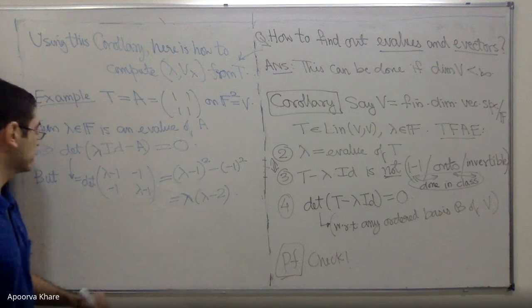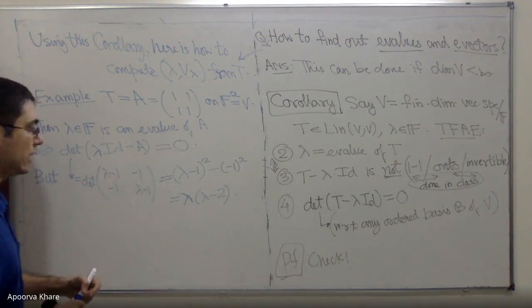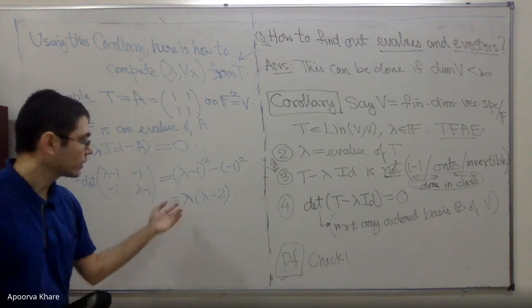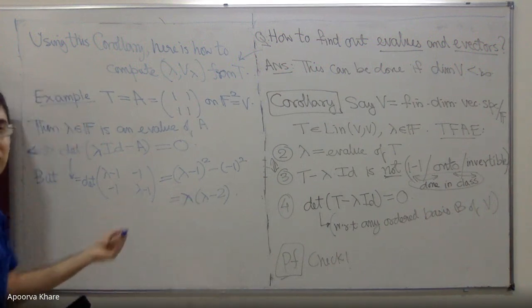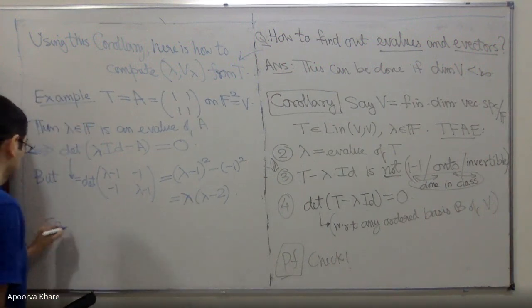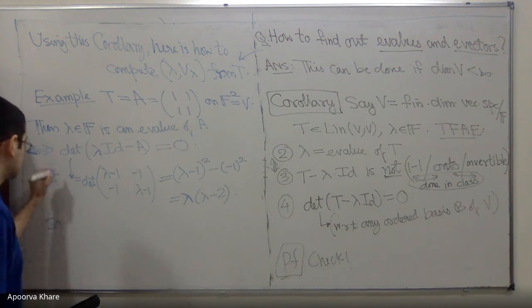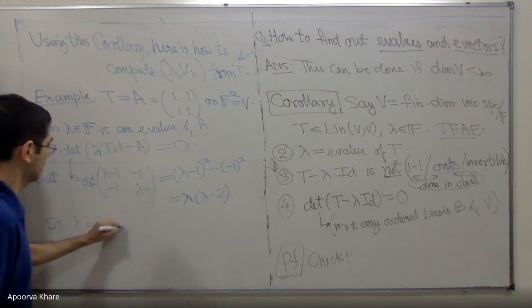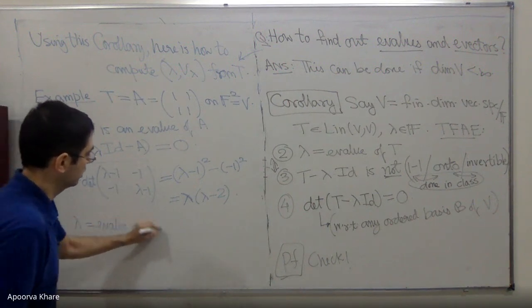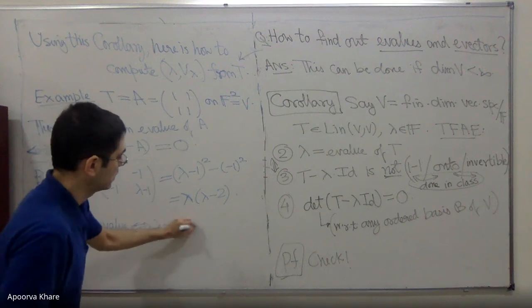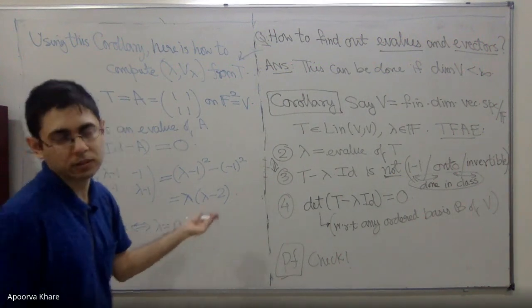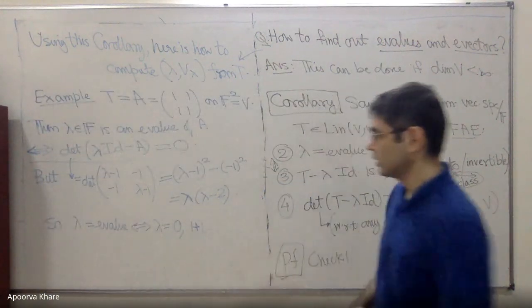When is this equal to 0? This is equal to 0 if and only if lambda is 0 or lambda is 2. You are in a field, so either lambda is 0 or lambda is 2. 2 means 1 plus 1. So lambda is an eigenvalue of A. One plus 1 might be 0 in characteristic 2, but otherwise it is not 0.